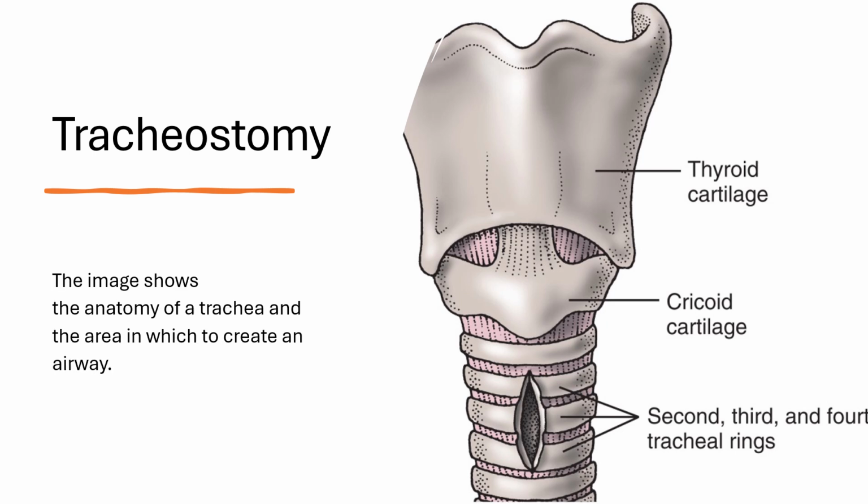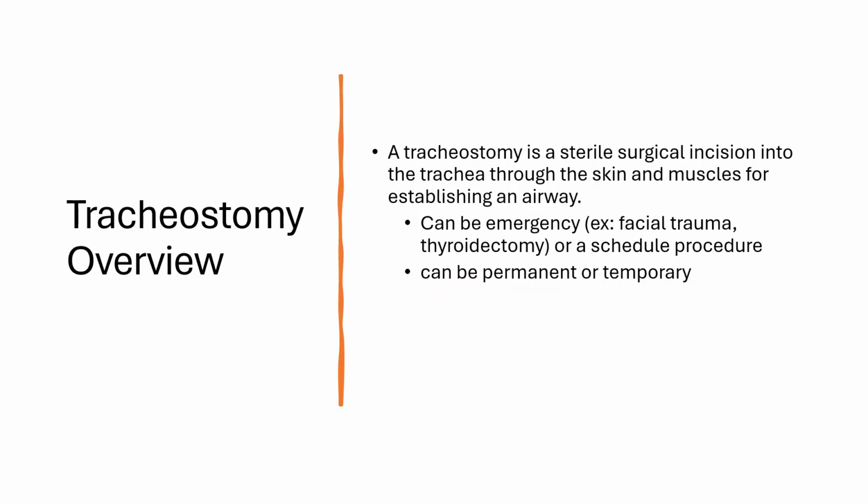This picture here just shows that tracheostomy. Just as an overview, a tracheostomy is a sterile surgical incision into the trachea through the skin and muscles for establishing an airway. Now, this can be a scheduled procedure or it can be due to an emergency. It can be something emergent where they have facial trauma or a thyroidectomy and they have to hurry and get this airway. Or it can be something where my patient was on an ET tube for the last 2 weeks. They still need help breathing, but we can't keep the tube in them. Let's go ahead and give them a trach instead. And like I said before, this can either be permanent or temporary.